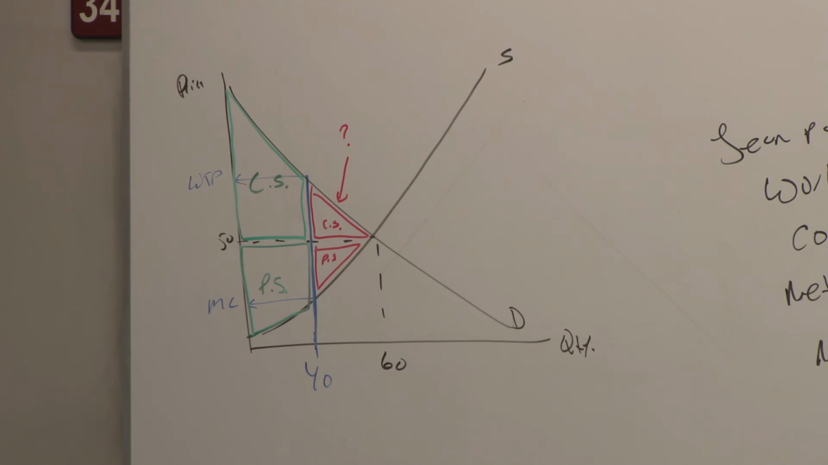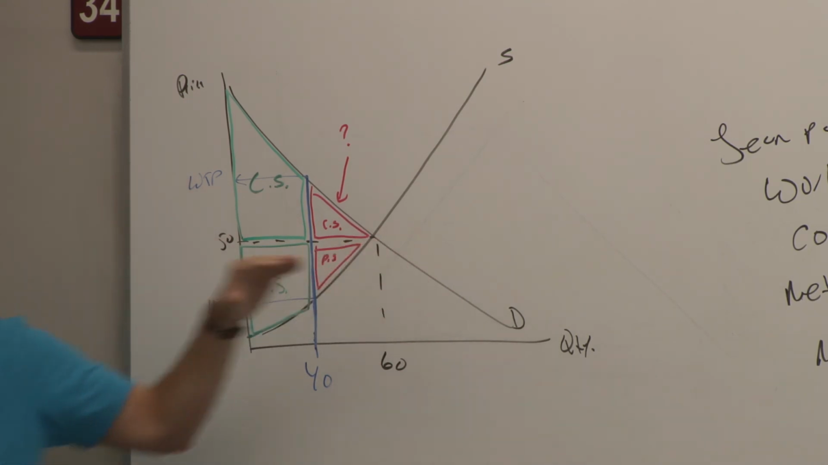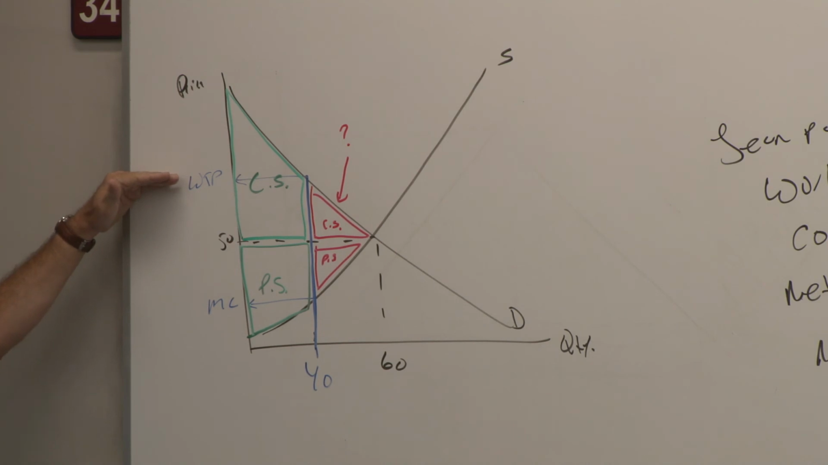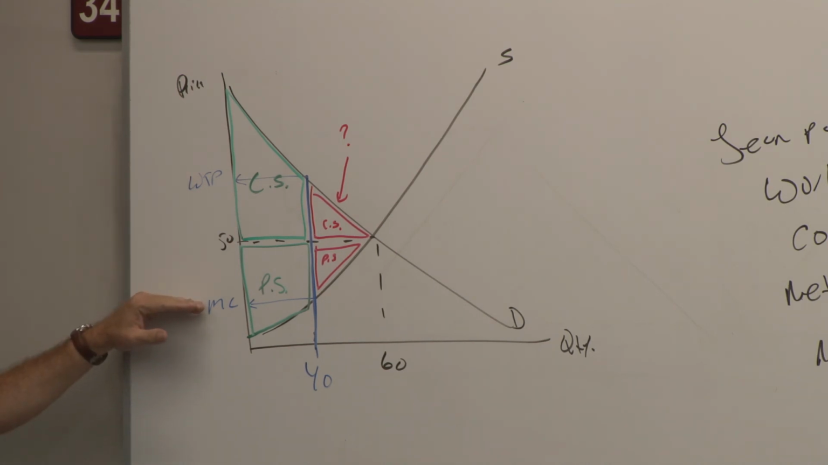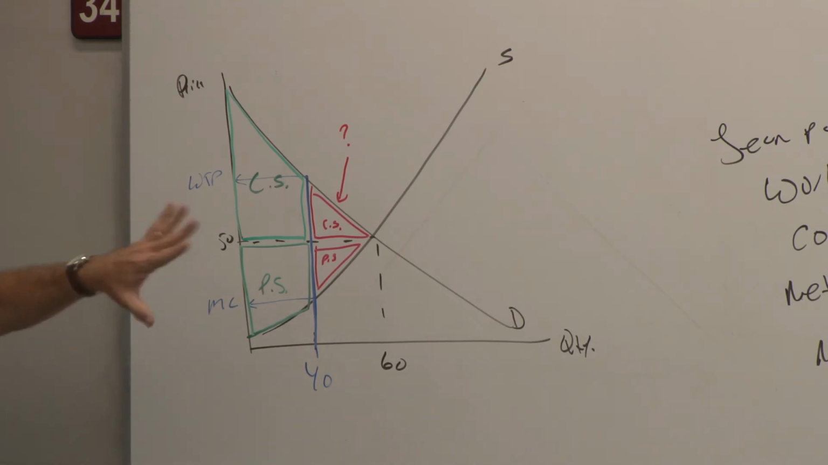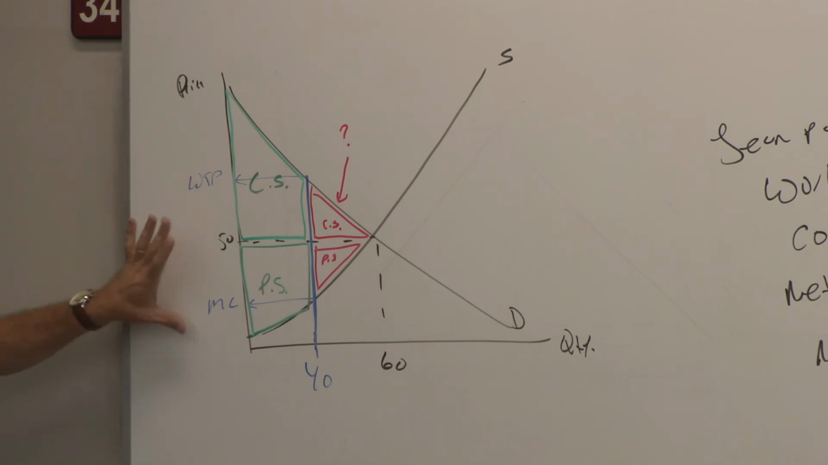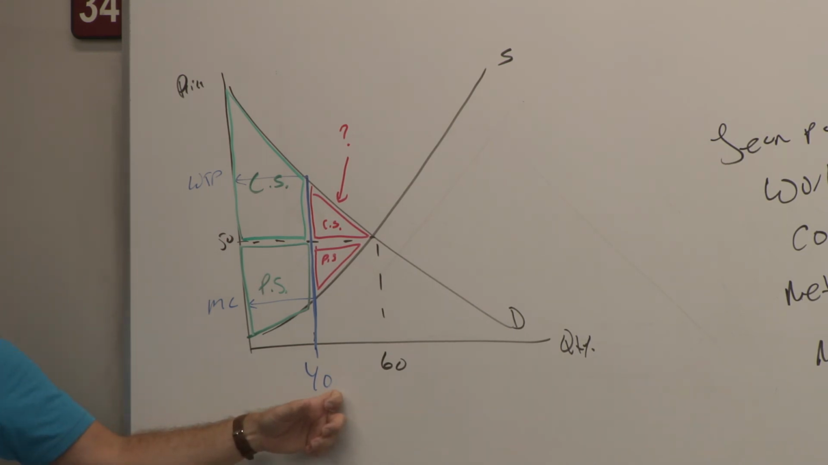How much is jean pair number 40 worth? Just any number, doesn't matter. How much is jean pair number 40 worth? $60. How much does jean pair number 40 cost to make? 25, whatever the number is, right? Ignore those numbers. $60, $25. Taking $25 worth of resources, rearranging something that's worth $60. Good thing or bad thing? Good thing, right? Should we make jean pair number 41?